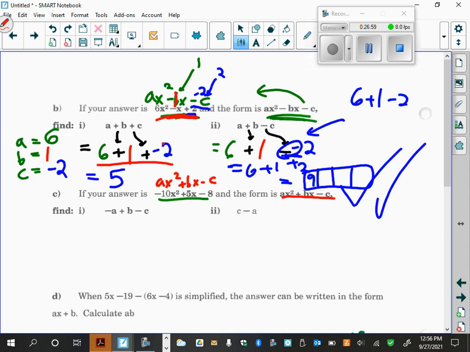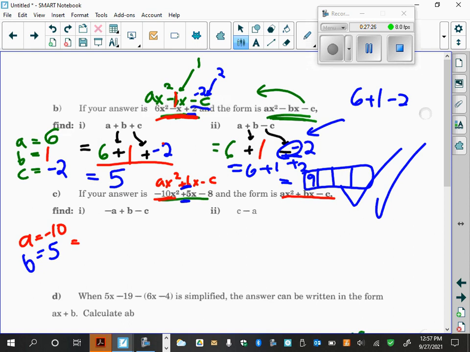Okay, this one. A is the number in front of x squared. What does A equal? Close. What number is in front of x squared? Negative 10. So A equals negative 10. Next, B is the number in front of x. What number is in front of x? Plus 5.